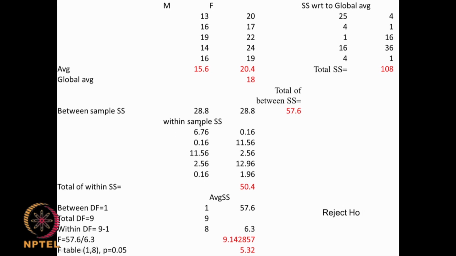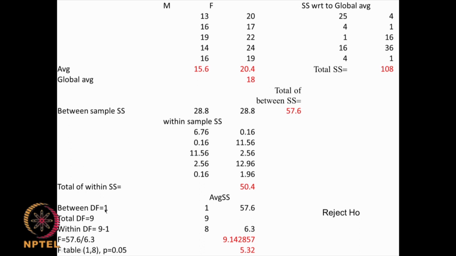And then how do we do the within sample? Basically you take each one of them and compare it with the group or sample average. So, 15.6 minus 13 squared, 16 minus 15.6 squared, 19 minus 15.6 squared, like that you get. Here it will be 20 minus 20.4 squared, 17 minus 20.4 squared and so on. You add up all of them, that will be total of within. Now this is like an error sum of squares and this is like the group effect, whereas this is like an error effect. Actually if you add up these two you will get the total sum of squares.